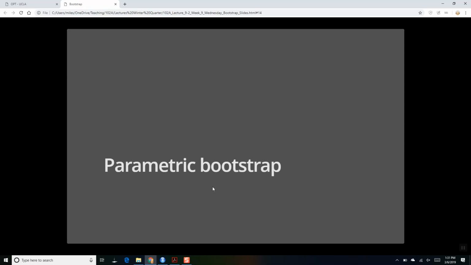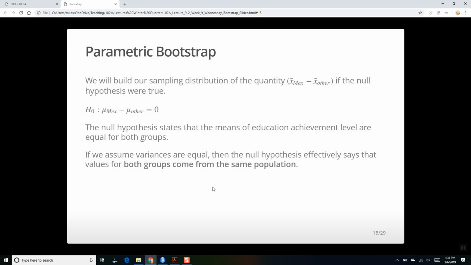All right, so we will talk parametric bootstrap, okay? So in parametric bootstrap, we're going to make assumptions about the shape, and we're going to say the population has this mathematical theoretic distribution, okay? And so again, our null hypothesis is mu Mexico minus mu other countries equals 0, okay? And we want the sampling distribution of the difference between sample means, okay?